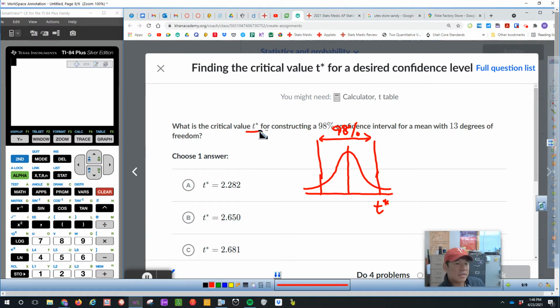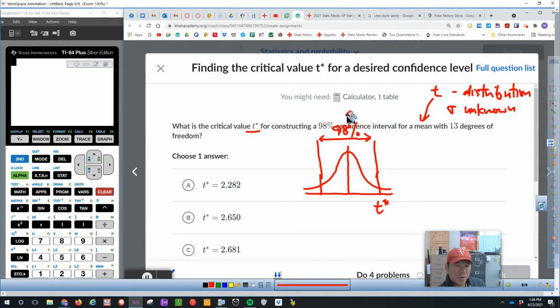The reason why this is T and not Z is because we are using a T distribution. The T distribution is generally used for means, not for proportions. It is used when we do not know the population standard deviation. That's why you use the T distribution to help us estimate things. So 98%, which is here.